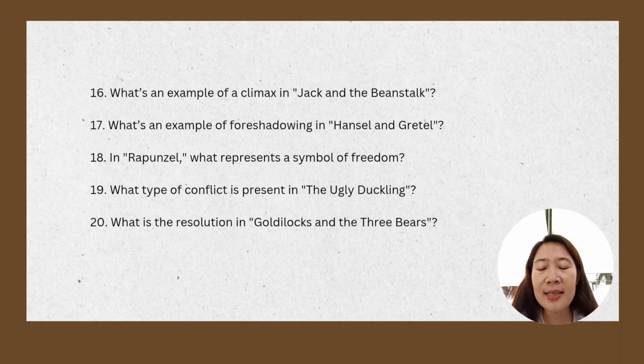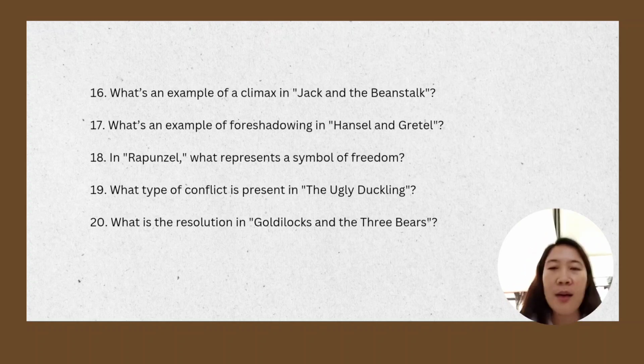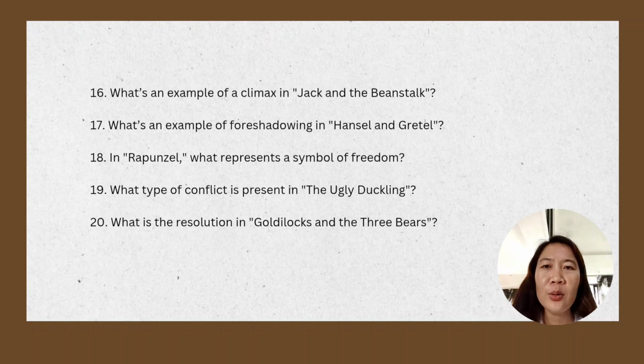Very good. And last but not the least, number 20. What is the resolution in Goldilocks and the Three Bears? Okay, Goldilocks ran away, realizing her mistake. Okay, let's have a round of applause, class. We are already done with our lesson and our quiz.